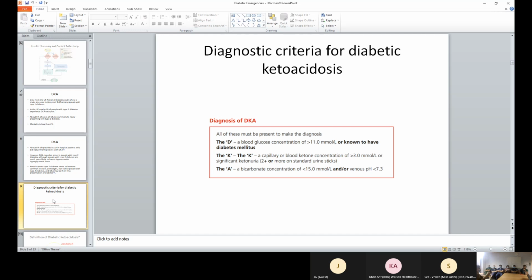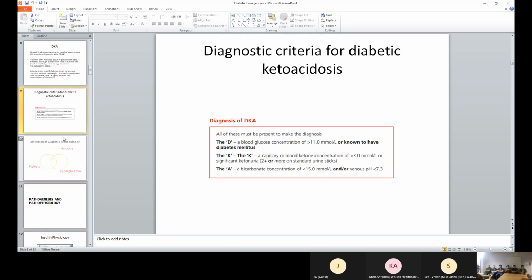So 3. And then the acidosis: bicarbonate less than 15, plus or minus pH less than 7.3. So all three need to be there. Diagnosis clear? Non-diabetes or BM more than 11, ketone 3 in the blood or urinary ketone more than 2+, and then acidosis, bicarbonate less than 15, and the pH.